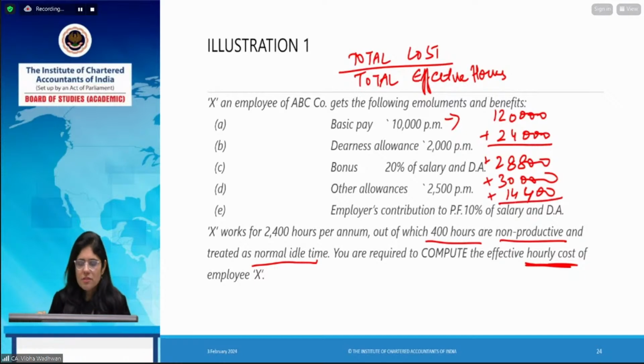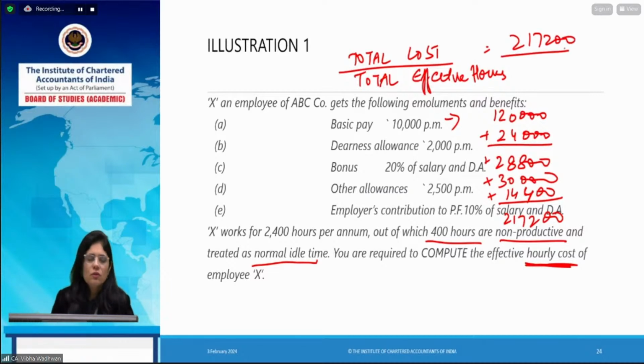So how much is the total cost? Anybody calculating total cost? 217,200. All right. 217,200 should be the total cost. Just check the figures. So 217,200 is the total cost. Yes, 217,200 is the total cost.